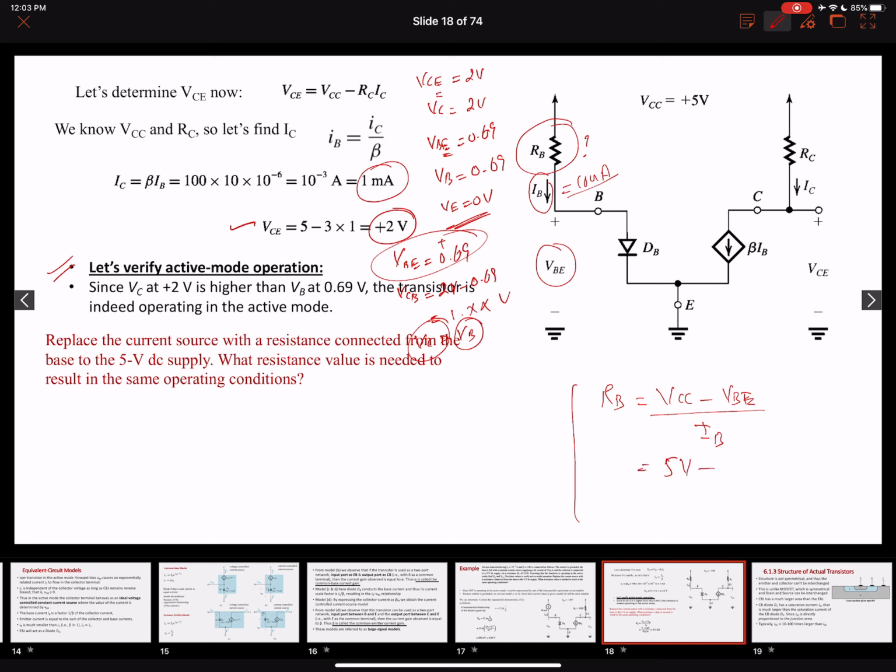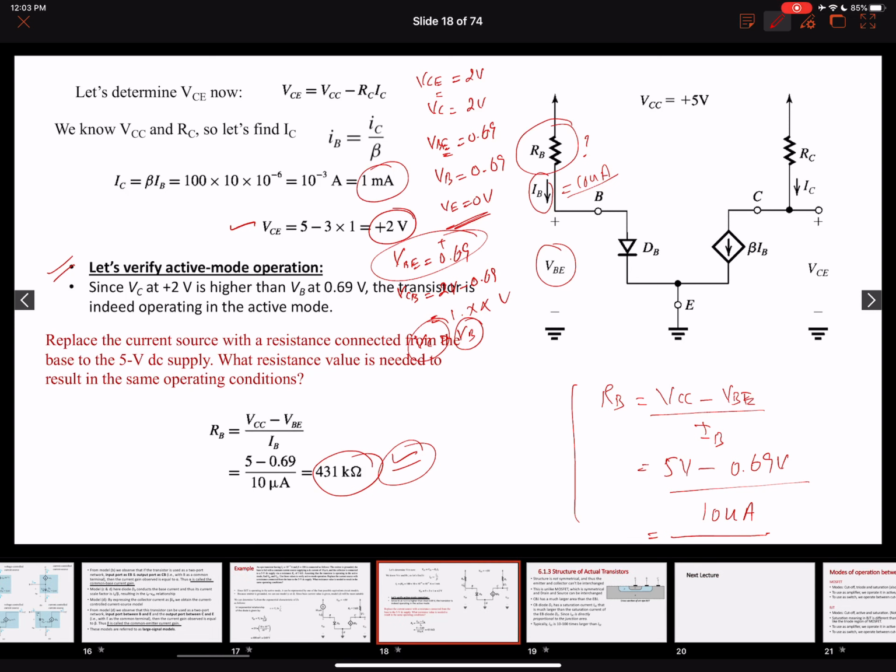So it will be 5 volts minus VBE 0.69 volts over base current 10 microamperes. This will give the value of the RB, which will come out to be 431 kilo ohms. So this is how you can solve this problem. Okay, so this is good.